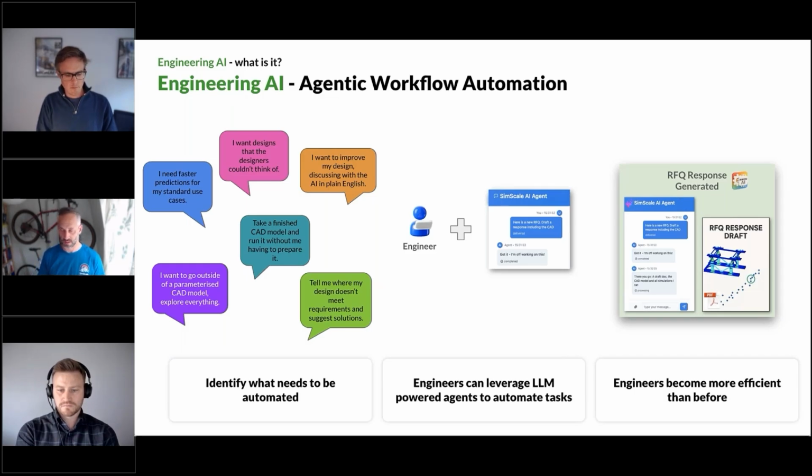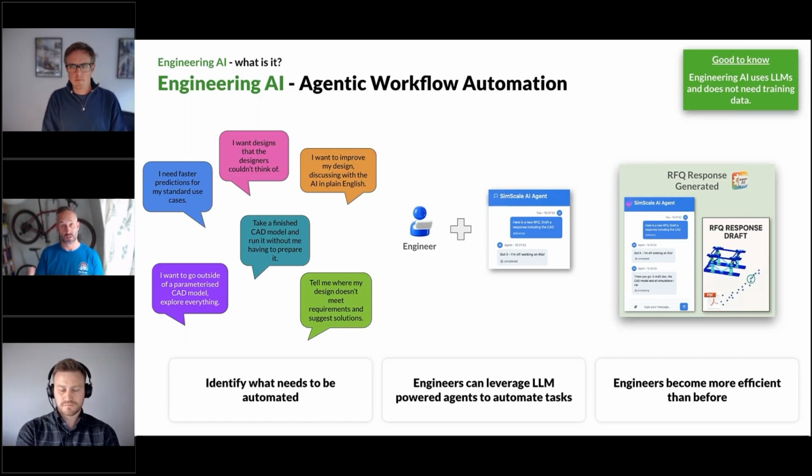We'll get into it a bit more later, but this is different. Engineering AI leverages large language models, and it doesn't need pre-training because they're already pre-trained. We can augment it with additional data to give it some relevant intelligence, but we don't need to pre-train it, which makes it really powerful.